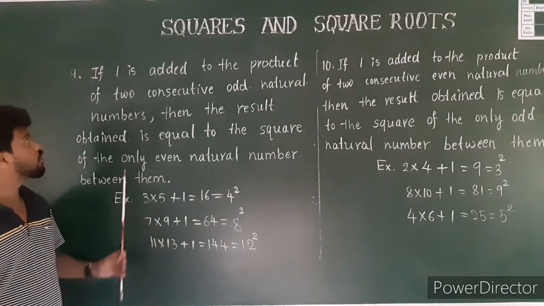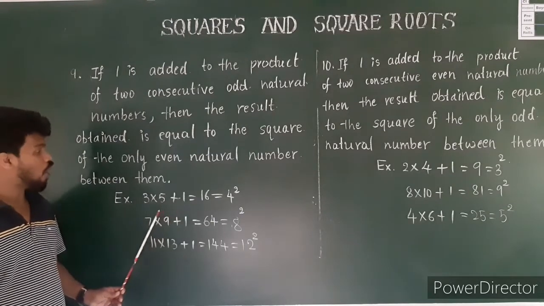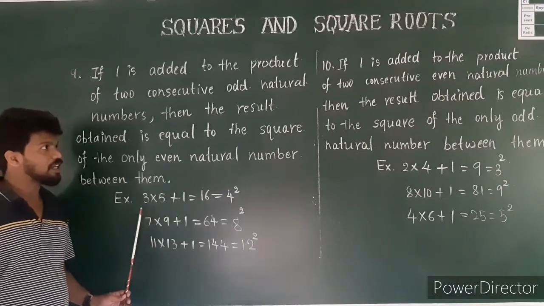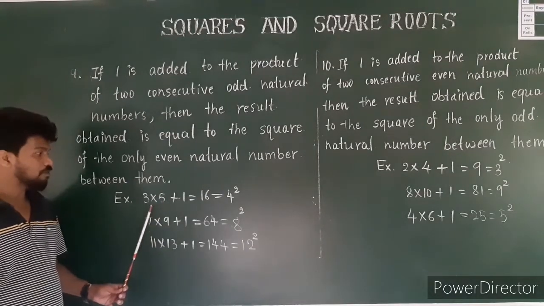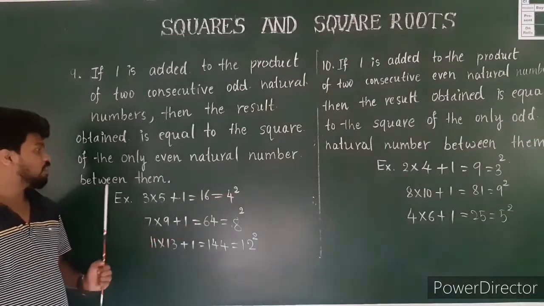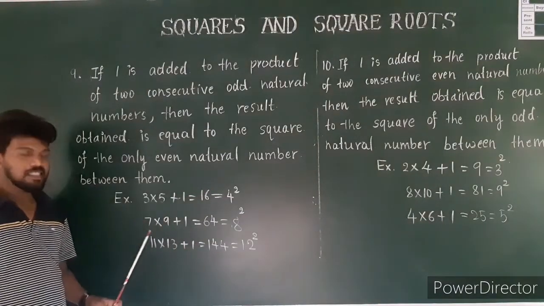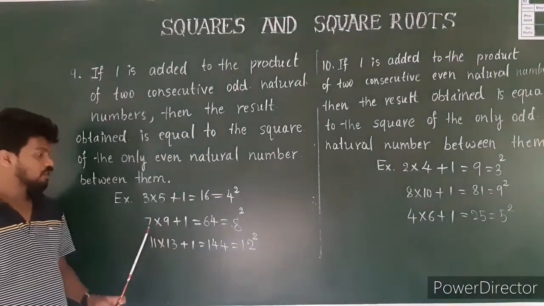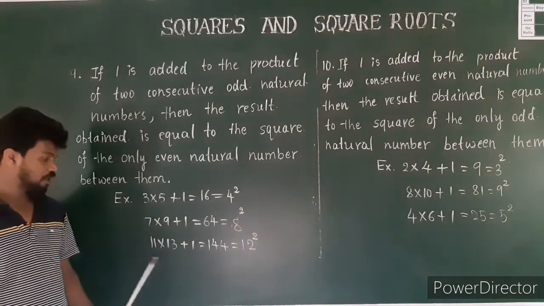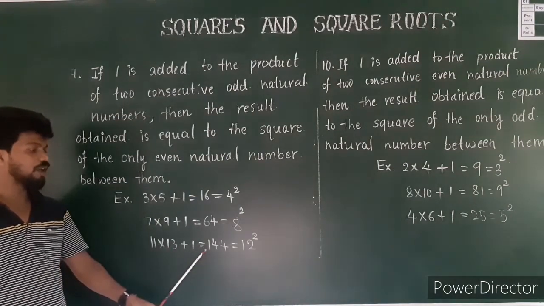Similarly, to see one more time: if 1 is added to the product of two consecutive odd natural numbers, then the result obtained is equal to the square of the even natural number in between. So that is in between 3 and 5, that is 4 square. Similarly, 7 into 9 plus 1: 7 into 9 you get 63, plus 1, 64. So that is 8 square. Similarly, 11 into 13 you get 143, plus 1 you get 144.